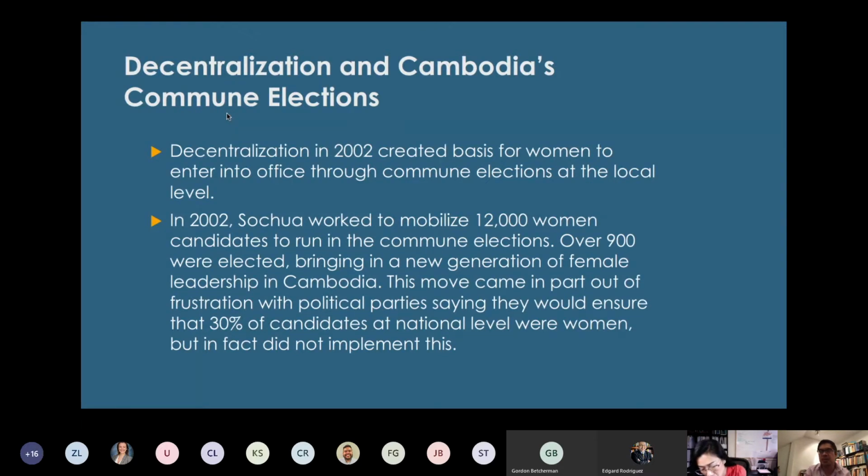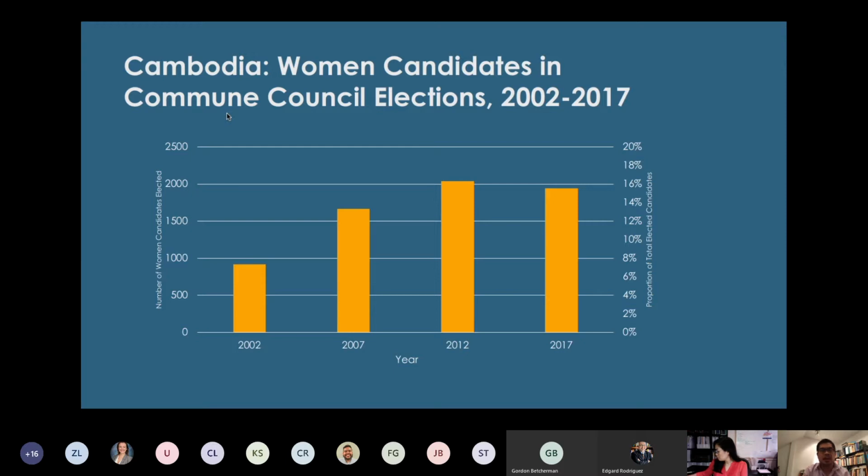And it's interesting to note that this move came in part because Mu Sochua and others had pressured political parties on a national level to allow for about 30% of candidates to run in political parties at the national level. The parties committed to this, but did not, in fact, implement this. And so there was a deeper push at the local level to then pursue this. And if we look at the numbers at the Commune Council elections, women candidates between 2002 and 2017, we see that in 2002, at the beginning, less than 8%. By 2012, it doubled to 16%. And 2017, we see that it declined a little bit, but overall the trend has been positive.